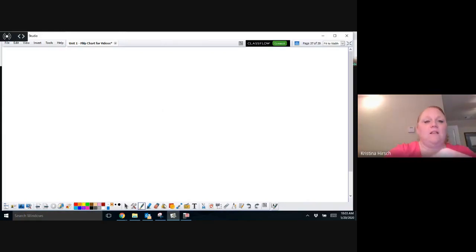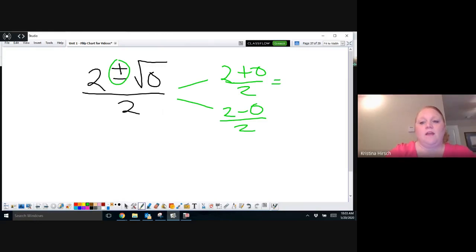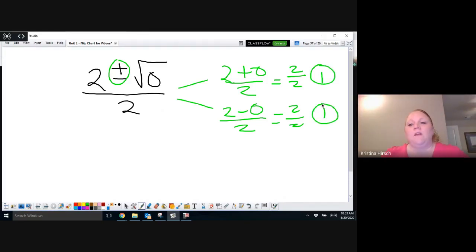But if I had something like 2 plus or minus the square root of 0 over 2, if that was the answer that I'm going to get with the quadratic formula. Well, what is the square root of 0? 0, right? So if I separated this into the plus and the minus, 2 plus 0 over 2 and then 2 minus 0 over 2, then I'm going to get 2 over 2, which is 1. Well, that's the same answer twice, right? So that's why if the discriminant is 0, we only have one real solution, because legit, we get one answer.